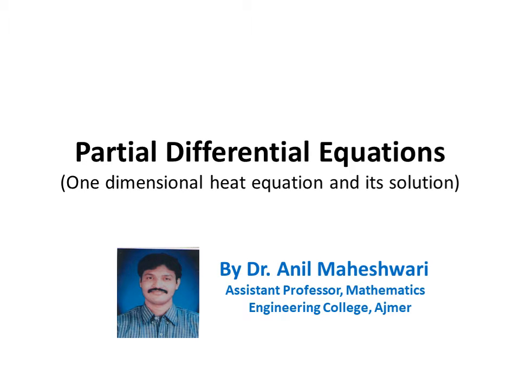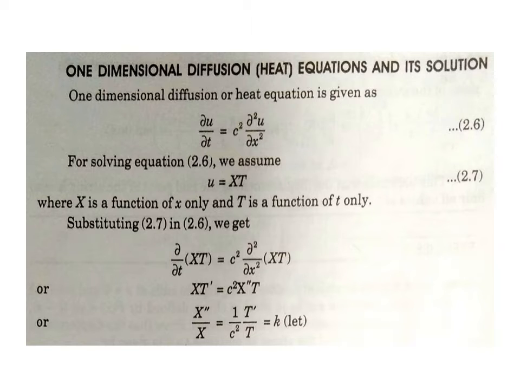In two previous lectures, we have discussed the one-dimensional wave equation in some detail. In today's lecture, we will discuss the basic solution of the one-dimensional heat equation. As you can see, the one-dimensional diffusion or heat equation, both these words have the same meaning, is given as del u by del t equals c square del 2u by del x square, numbered as equation 2.6.